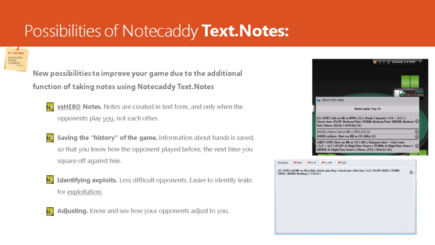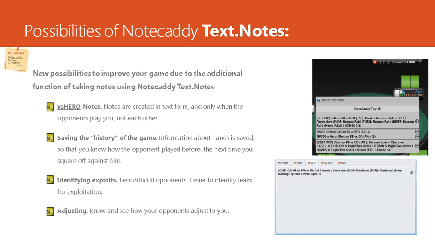Notes are created in a way as if you had written them yourself, i.e., who opened up where and what did he call with, what are the actions post-flop, and how did the strength of his hand change. All the information on the hand is taken down so that the next time you play this opponent, you can read the notes, easily extract the necessary information, and use it to make the best decisions. Less difficult opponents.